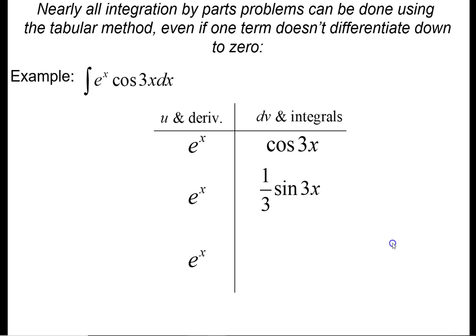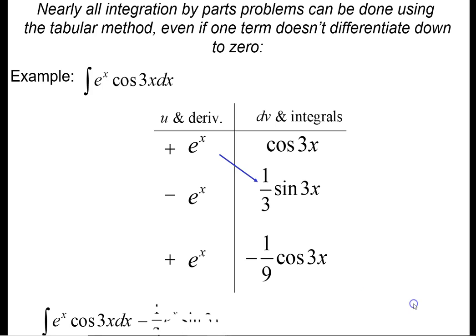So if I go again, I get e to the x for the first column, and then the antiderivative of 1/3 sine of 3x will be negative 1/9 cosine of 3x. The 1/9 is a coefficient, so don't worry about that. But notice if I go across, e to the x times cosine of 3x is the original integrand. So that's where I'm going to stop. So now I'm going to alternate signs, plus, minus, plus. I'm going to go down the diagonal.